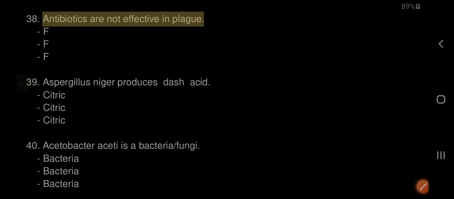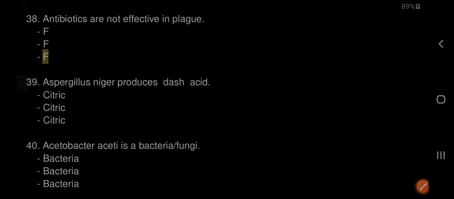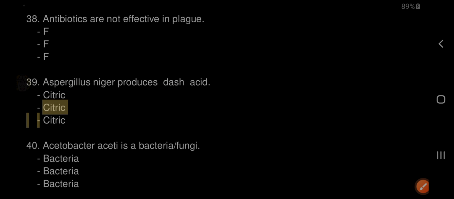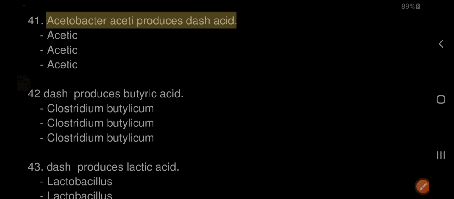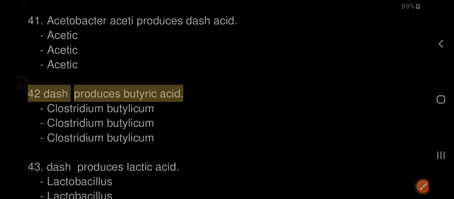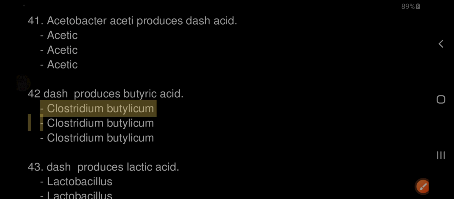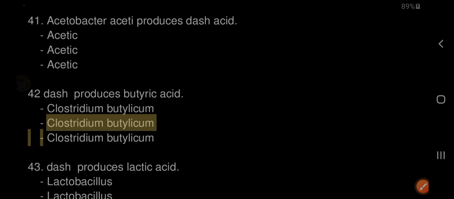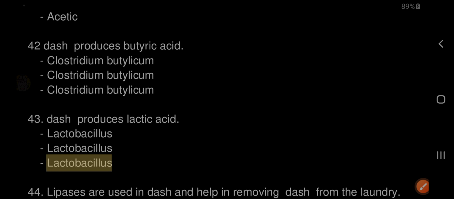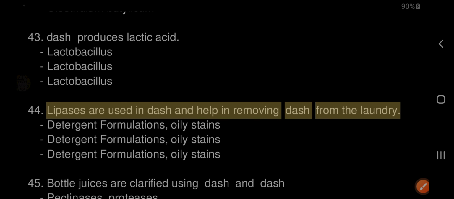39. Aspergillus niger produces citric acid. 40. Acetobacter aceti is a bacteria. 41. Acetobacter aceti produces acetic acid. 42. Clostridium butylicum produces butyric acid. 43. Lactobacillus produces lactic acid.